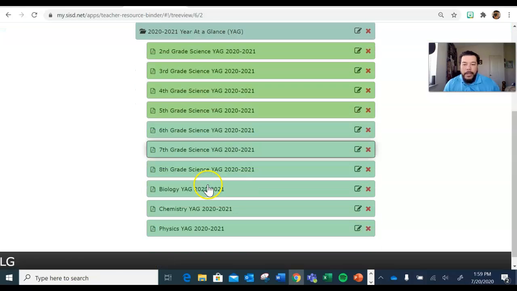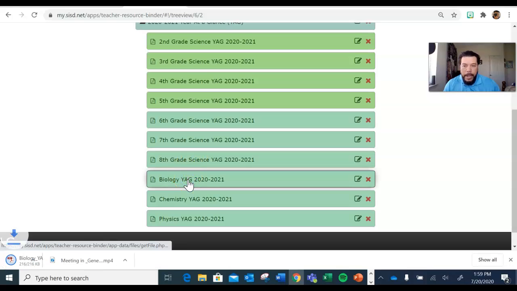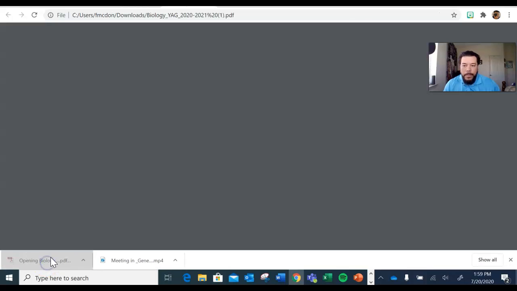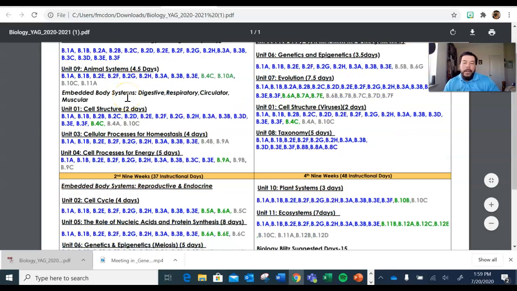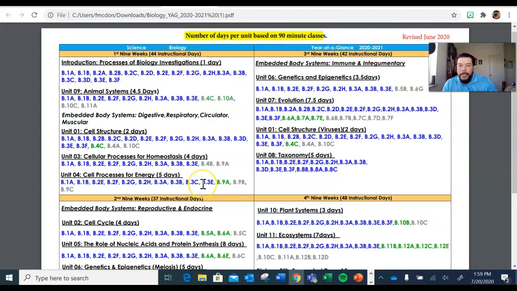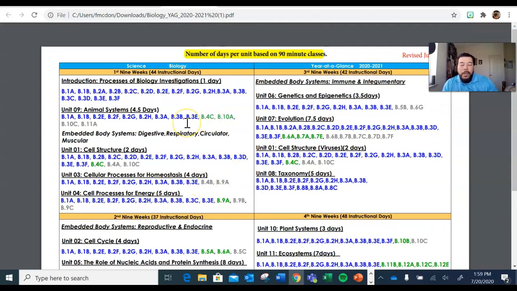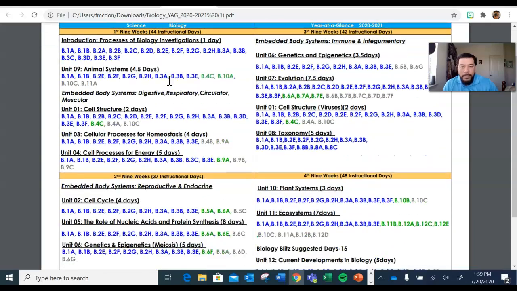Let me show you an example of one of these. I'll show you the biology YAG. That'll pop up in a PDF. Remember, this is the YAG that we put together at the end of last year, the beginning of the summer. We all agreed upon it. This is updated. The only thing that's not updated, to tell you the truth, is the instructional days. But they're not too far off.